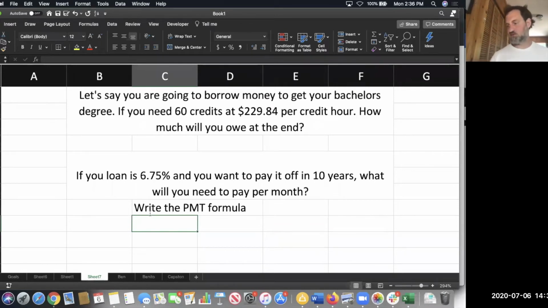Send me a text if you think you're on your way and you want feedback. How's it going? Bad? Good? Haven't got any texts yet.